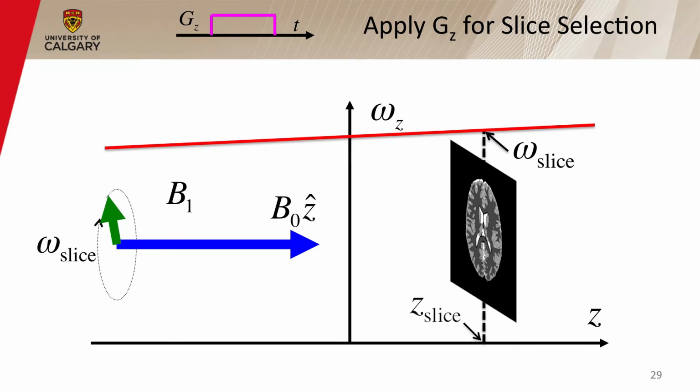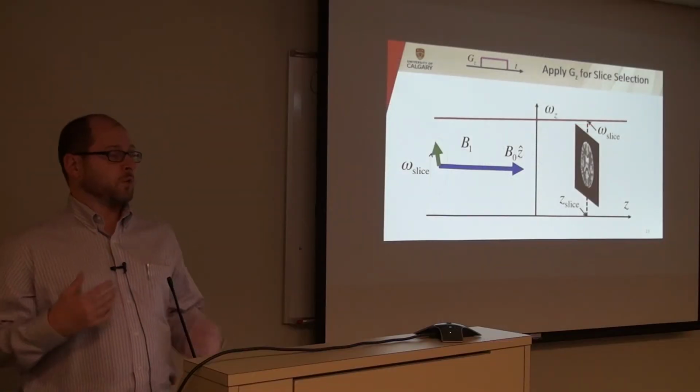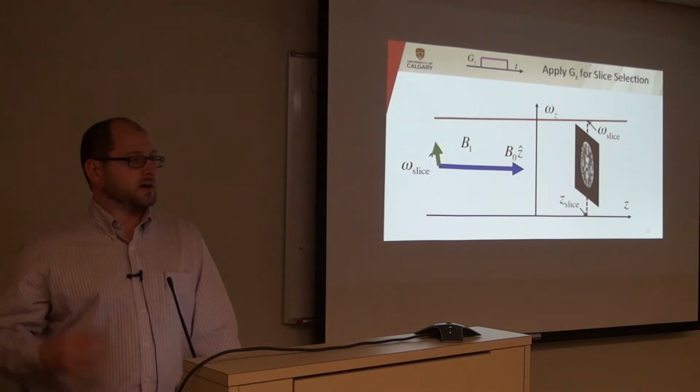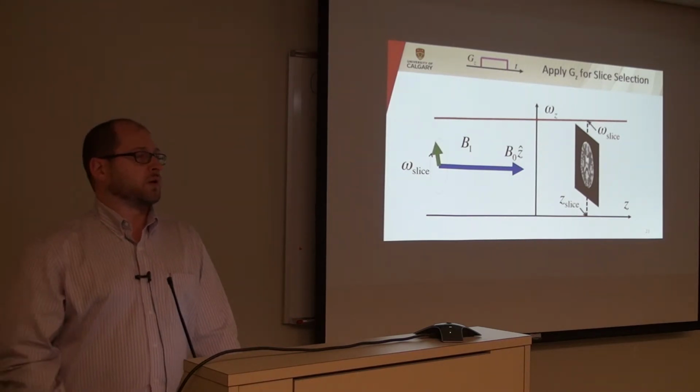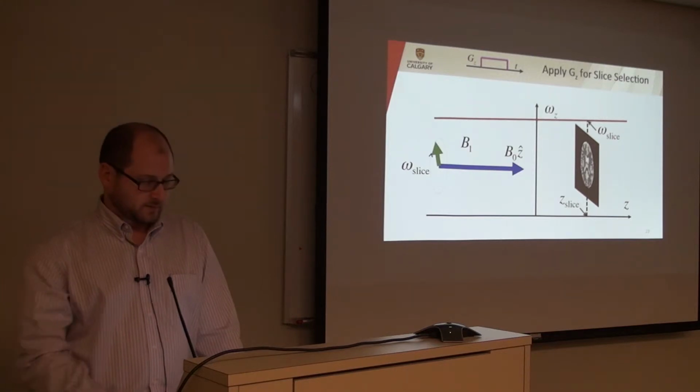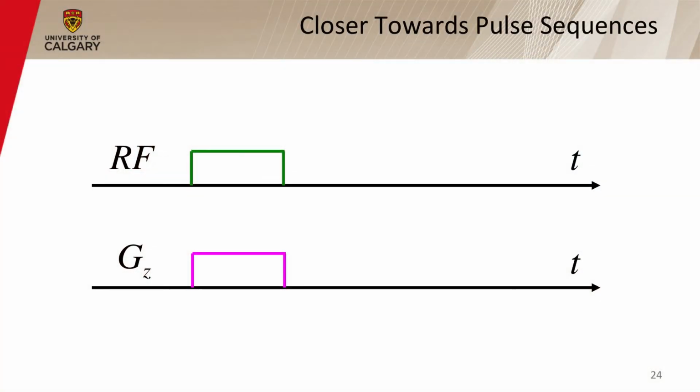Okay? And that's just the simplest example of ways that we actually use gradients to spatially encode our MR signal. That would look something like this. If we have a GZ turned on during our RF application, then we know that we're exciting a specific slice in the Z direction, okay?